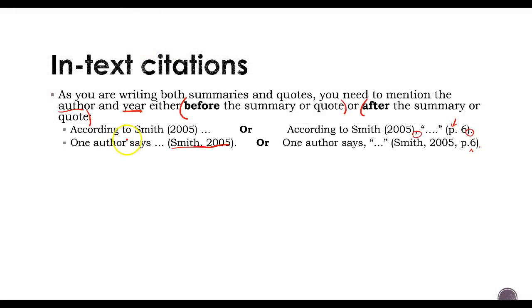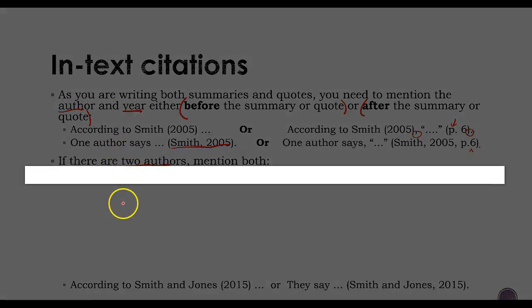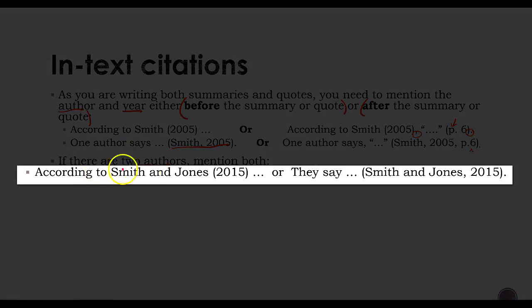So anytime you're doing a summary or a quote, make sure you introduce it with the author and the year, or put the author and the year at the end, and make sure you use page numbers for the direct quotes. If there are two authors, you want to make sure you mention both authors. So you would say, according to Smith and Jones, 2015, or these authors say da-da-da, Smith and Jones, 2015.